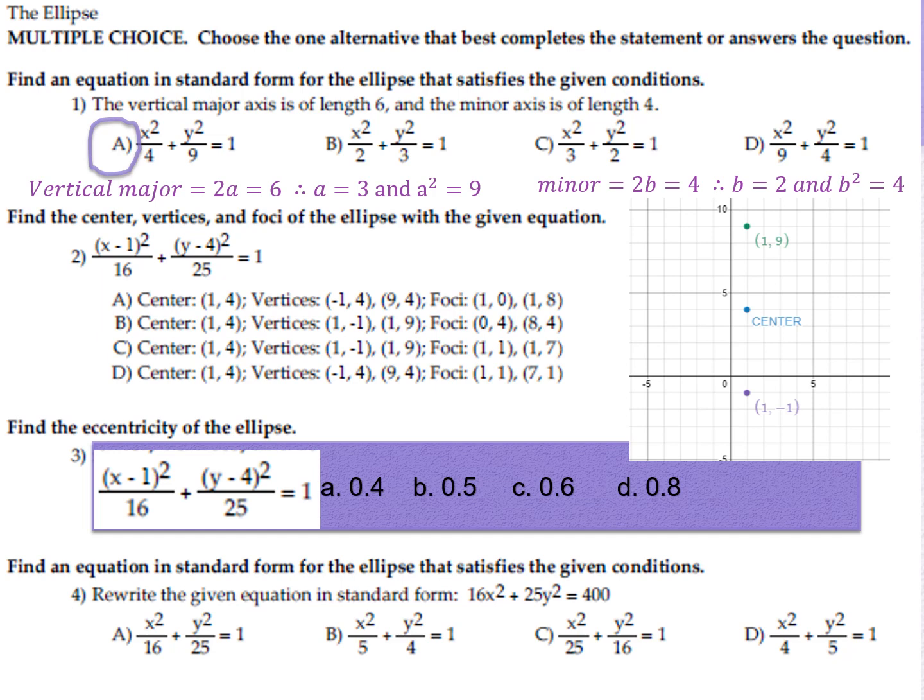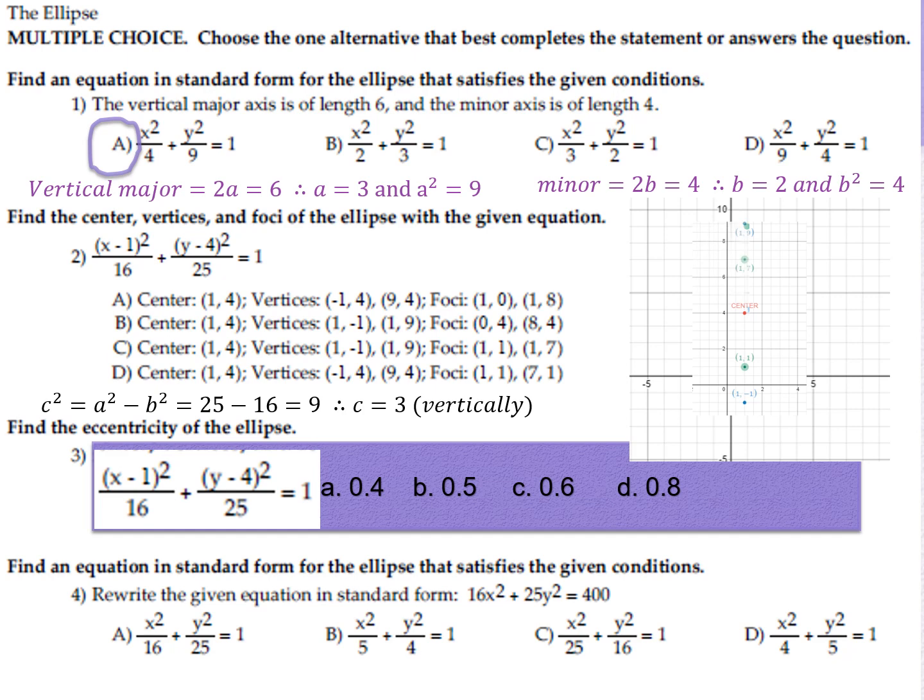So if I want to find my foci, I have to find C. And remember how to do that is that Pythagorean-ish relationship where C is a leg and A is the hypotenuse. So keep that in mind. 25 minus 16 gives me 9. So C is actually 3. So if C is 3, I can throw in my foci, up 3 and down 3 from my center. And that would put me at 1, 7.